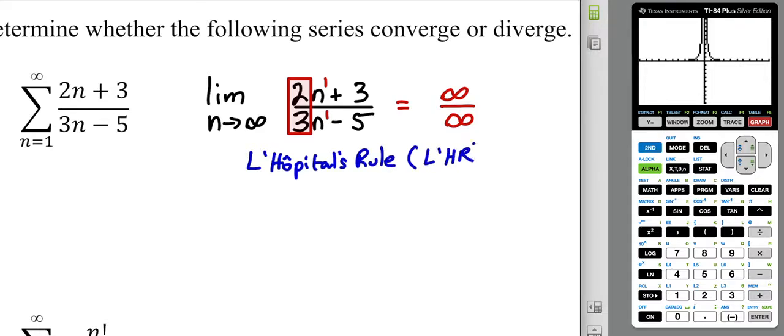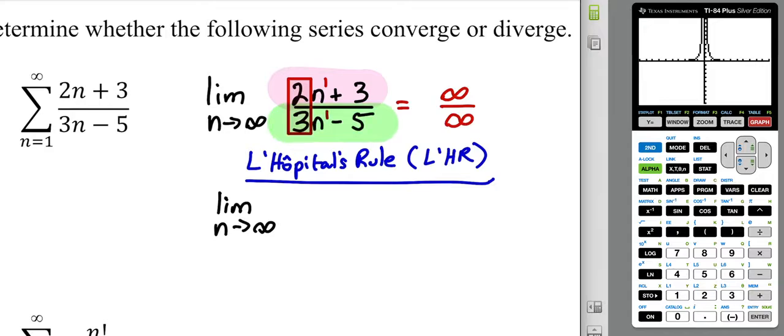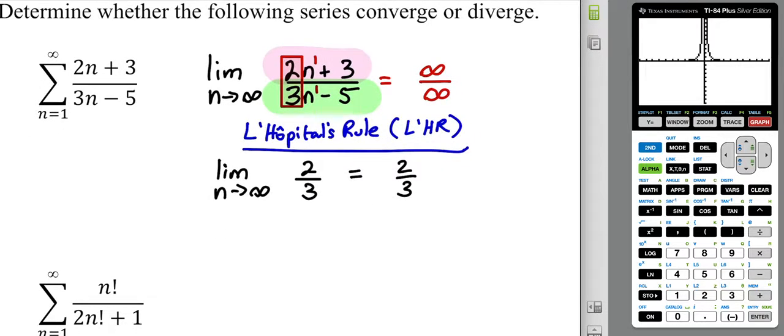L'Hopital's rule tells us that if we're dealing with an indeterminate case, we find the derivative of the top, and separately find the derivative of the bottom. Not the quotient rule, two separate instances of computing the derivative. The derivative of 2n plus 3 with respect to n is 2. The derivative of 3n minus 5 with respect to n is 3. And the limit of a constant is a constant. So 2/3.